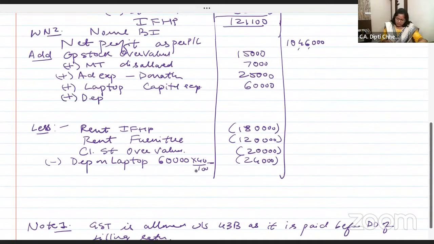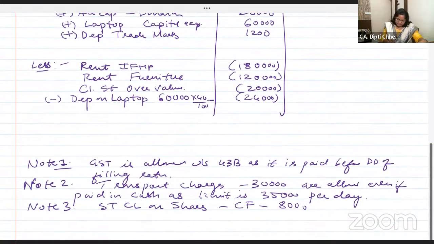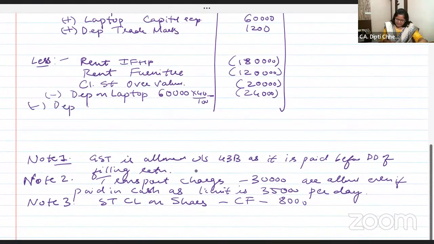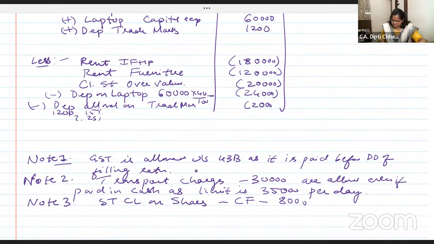Next is depreciation on trademarks. Add back 1,200. Depreciation allowed on trademark: it's allowed, but 1,200 is 15%. Allowed is 25%. How much? 2,000. Are you all with me? 2,000 is allowed. Nice. Let's move ahead.